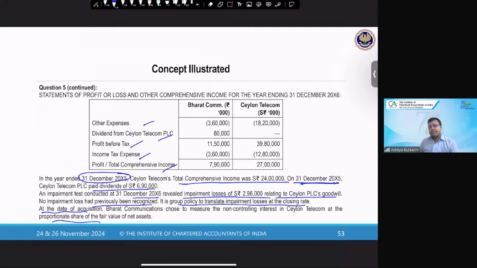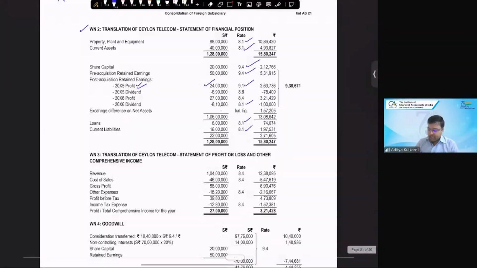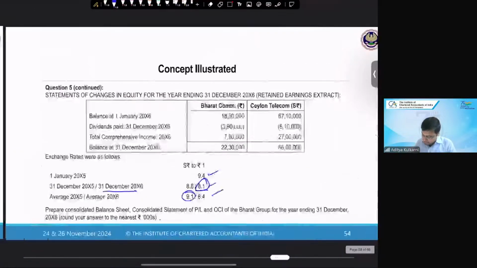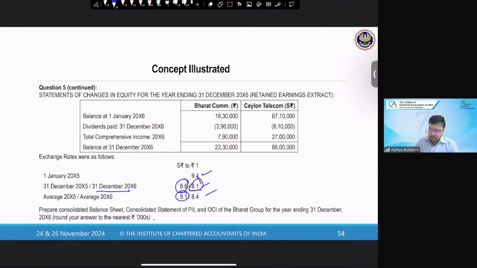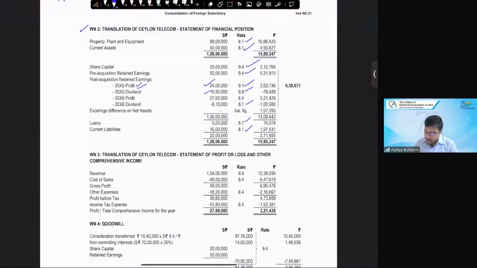So will I use average rate or will I use the rate on the date of transaction? Date of transaction. It's not a closing rate. It is rate on the date of transaction. Don't call it a closing rate, because this is the date when there is a cash outflow happening. So that is 8.8. I used 8.8 and that has brought it down. Any doubt so far? No, sir.